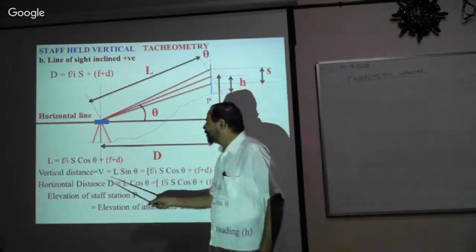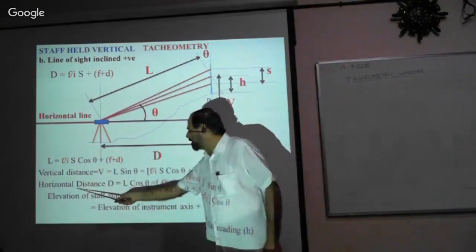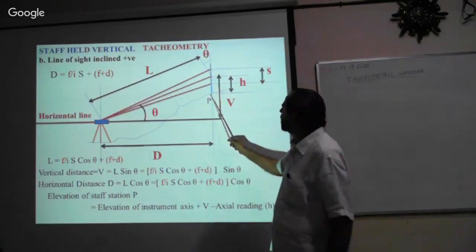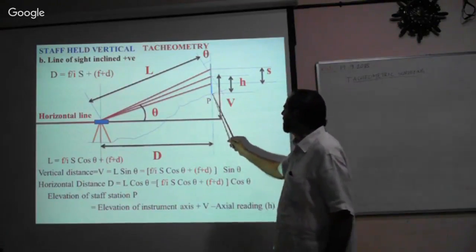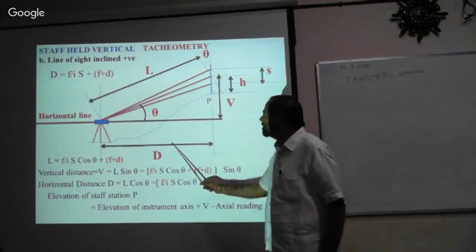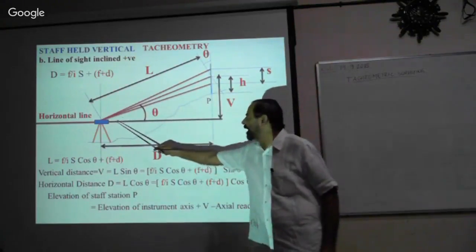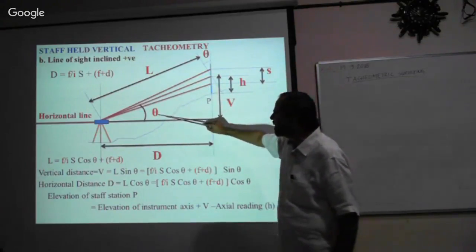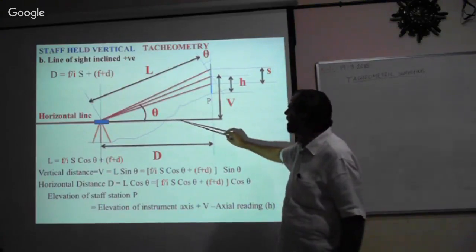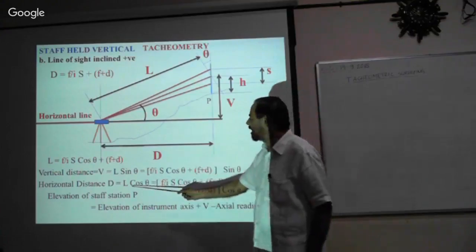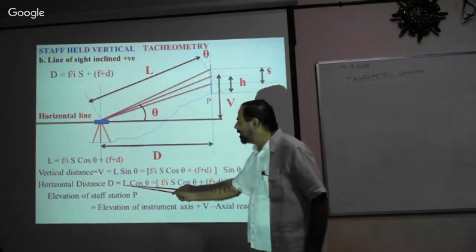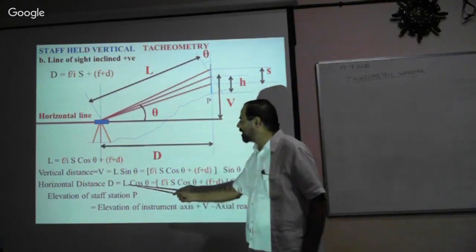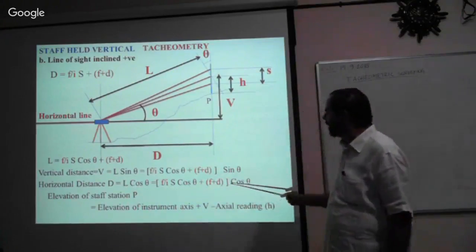And similarly, to find out the horizontal distance, this is D. From this instrument station to the staff station, this is D. D is equal to, from the same triangle, L is known, the hypotenuse, and theta we have measured. Therefore, this is equal to L cos theta. Now again, for L, substitute the already calculated value here.